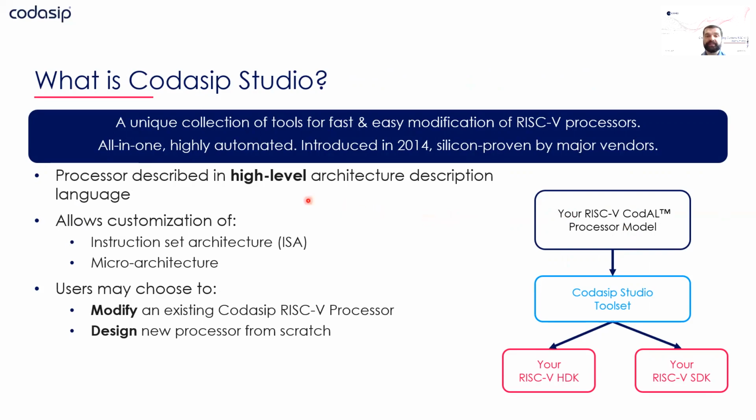The key point here is that the processor is described using a high-level architecture description language that we call CodAL, and you put the information about the ISA as well as about the microarchitecture in this description. So you basically describe the whole CPU, not only the ISA, but also the microarchitecture, also the implementation of the ISA.